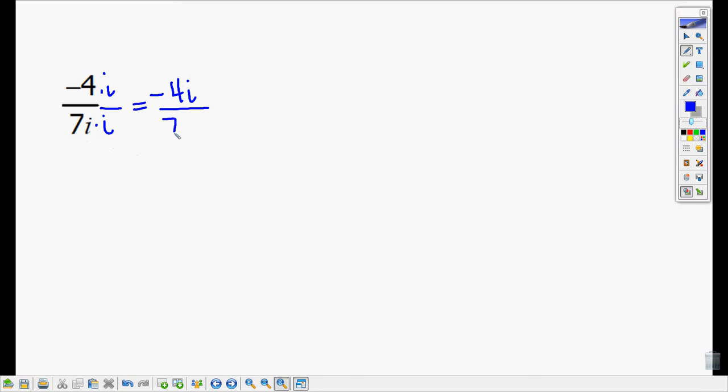7i times i is 7i squared. So then I can replace my i squared with negative 1. So I have 7 times negative 1. So I'm going to have negative 4i over negative 7. Two negatives make a positive, so I have 4 over 7i.